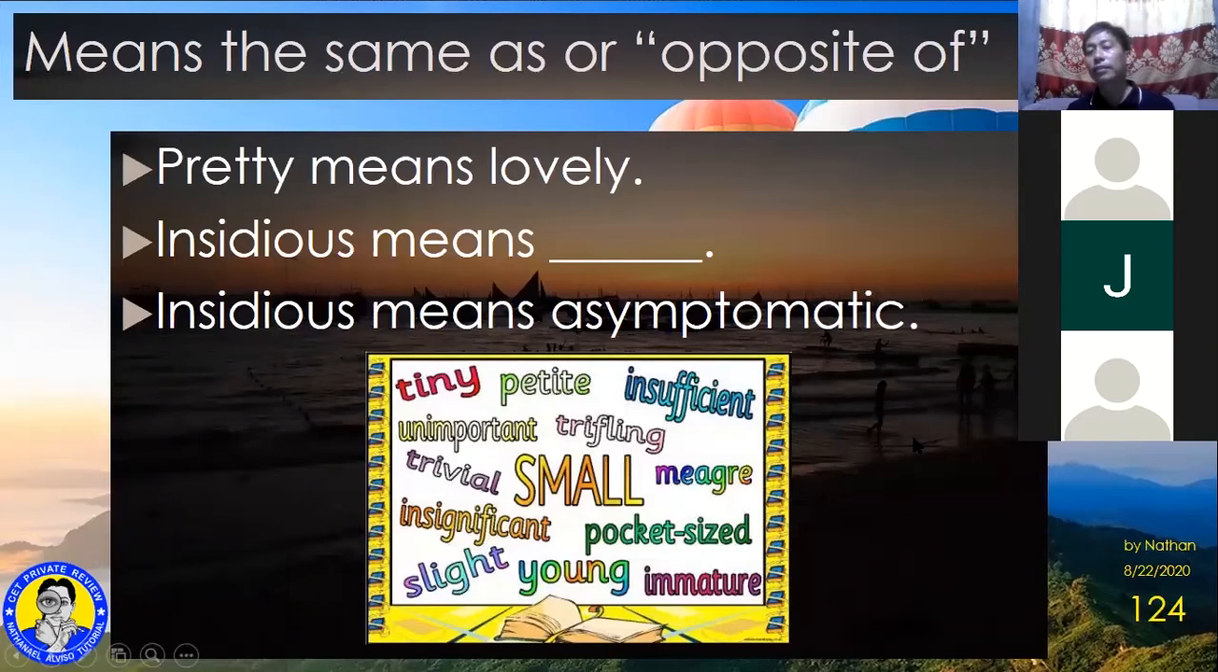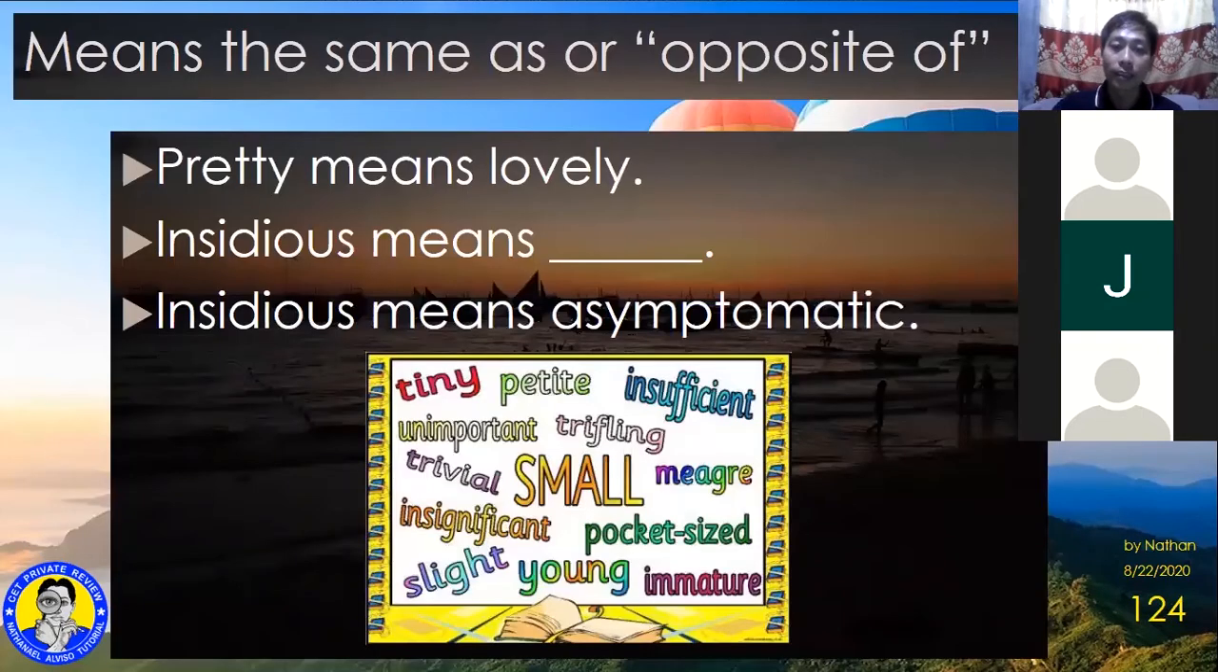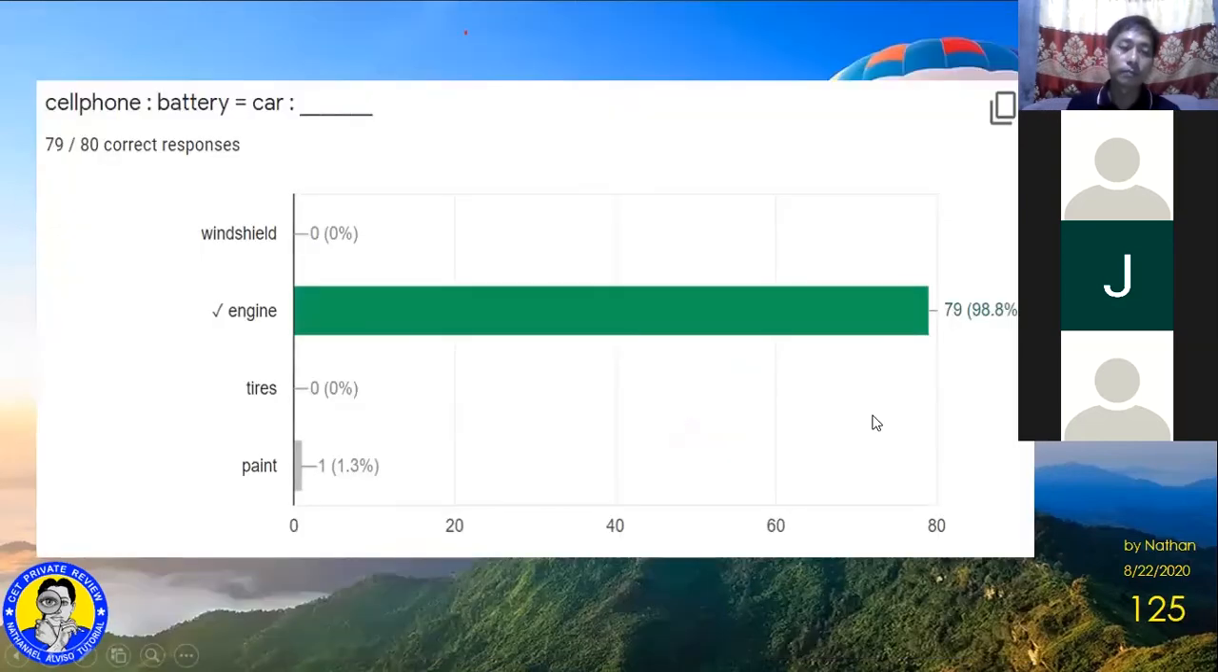Sometimes the relationship is also opposite of, okay? In the example that we have, pretty, it's the synonyms, okay? Like small means tiny or petite. Pretty means also lovely. So insidious also means asymptomatic.